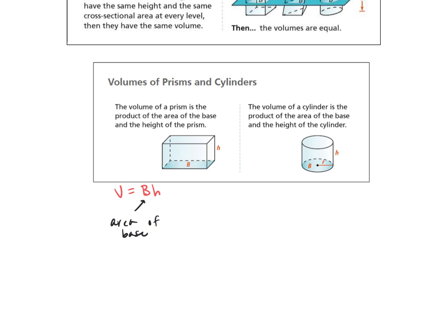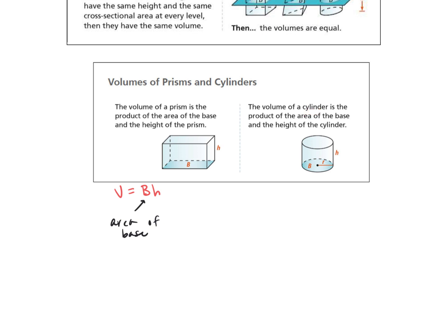It's not always what's on the bottom. You know, you could have a prism that's tilted on its side and maybe the bases are on the sides. But if you take the area of the base, so in this case it's a rectangle, so you take length times width, and then we multiply that by the height of the prism. The height is going to be what connects one base to the other base. So that's how you find the volume of a prism.